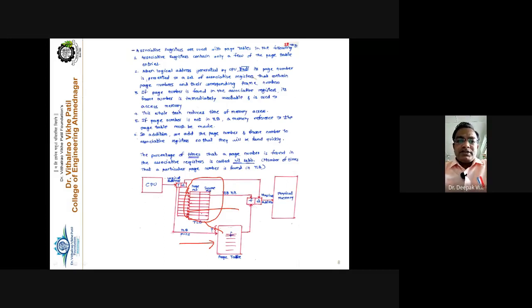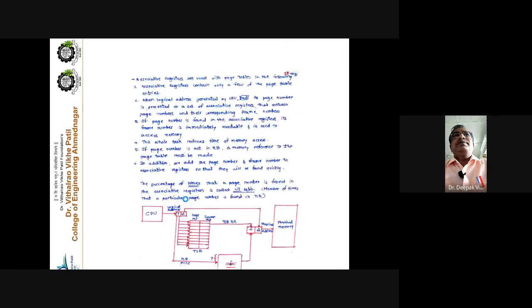The processor has two types of cache, L1 cache and L2 cache. L1 cache is within the processor. Take any processor, your Core i5 or Core i7, it has its own cache memory, and that is called level 1 cache. Level 2 cache is between the main memory and the processor. The purpose of cache memory is to increase the speed of processing as well as to reduce the memory access time. That is the main objective of cache memory.